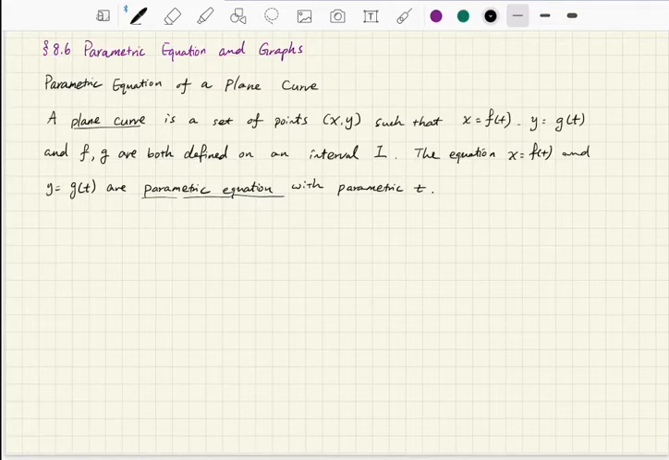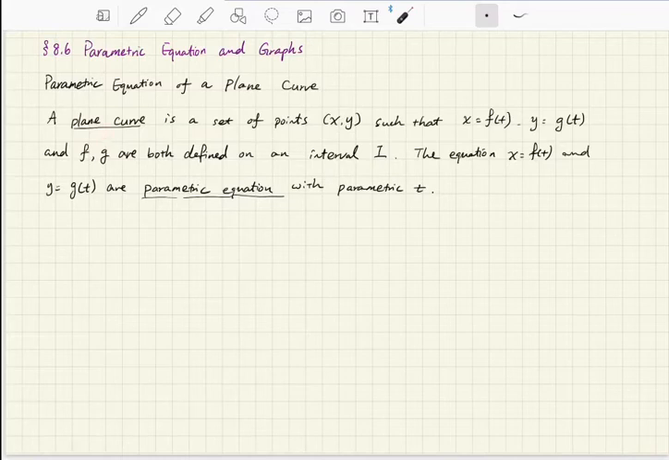You can interpret it as time. We are going to have, for example, a parabola graph, but the parabola graph has a direction from one point to the other point. So here we're going to introduce a plane curve. That is going to be the graph.